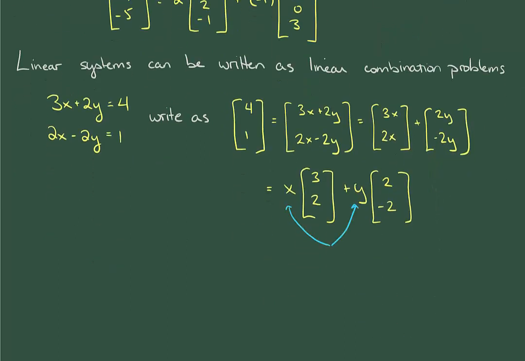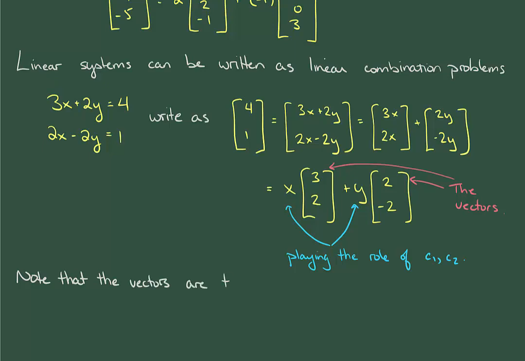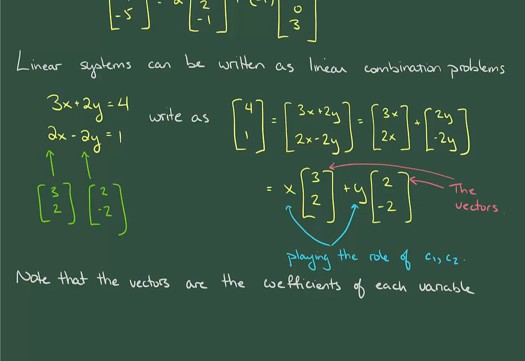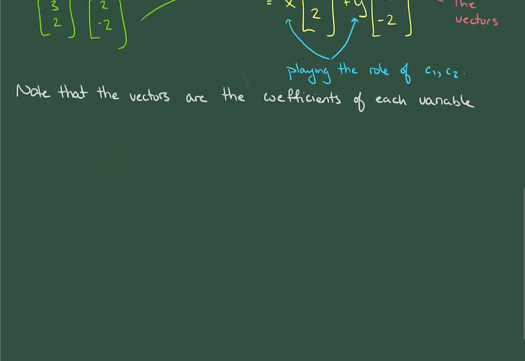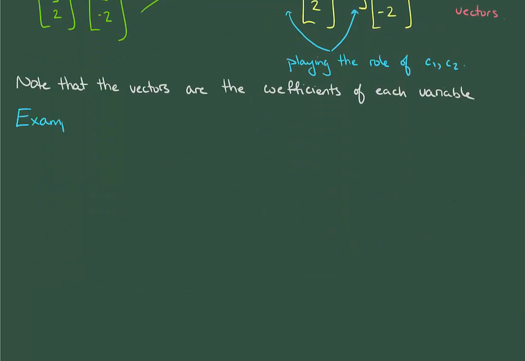So here, x and y are playing the role of the c sub i's, while 3, 2, and 2, -2 are the vectors. Note that the vectors are exactly the coefficients of each variable from the original linear system. Looking at just the x's, we get 3, 2, the y's give 2, -2, and these are exactly the vectors of the linear combination. Now, usually linear combinations arise in modeling of a linear problem.